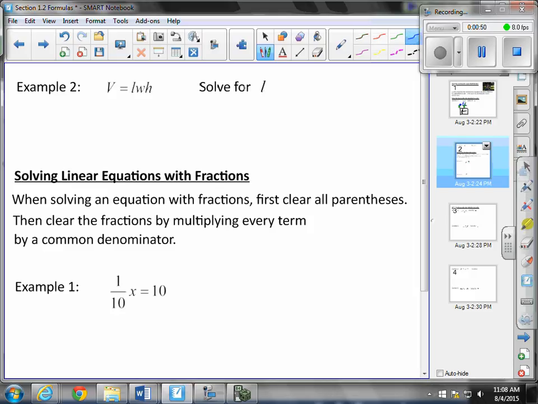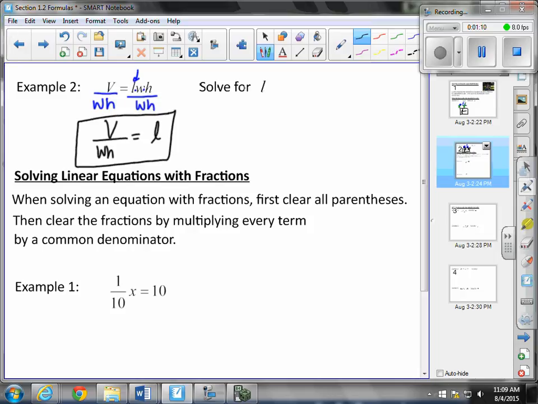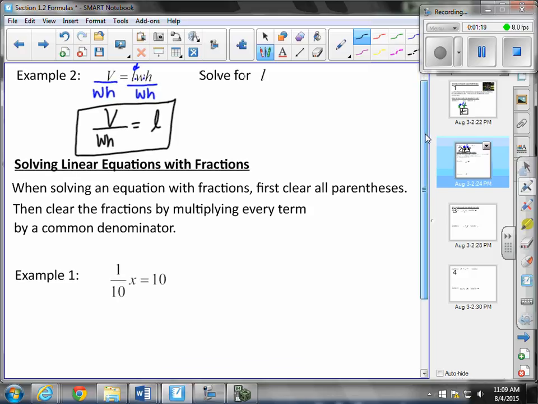In example number 2, we have a similar problem here. Volume of a cube is length times width times height. I want to solve for L, which means I need to divide by W and H. V divided by WH equals L. Now in MyLabs Plus, capital letters need to be typed in as capitals, lowercase letters as lowercase. It is case sensitive when you're trying to solve formulas.